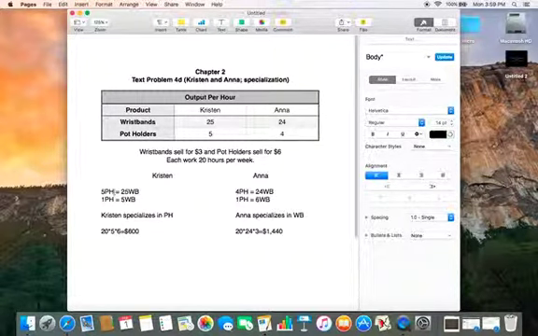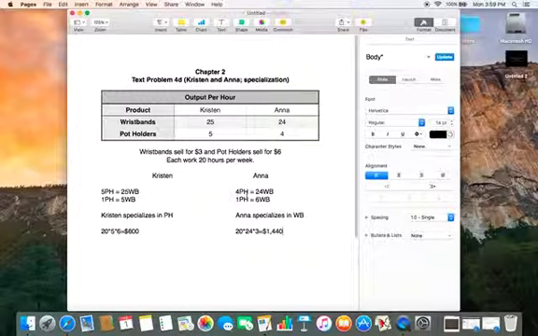So we know that Kristen can produce 5 potholders in an hour, or she can produce 25 wristbands. We can compare those two. And then what we need to do is bring that down into the equivalent of what one potholder is equal to. So if we divide both sides by 5, we find that one potholder is equal to 5 wristbands. We do the same thing for Anna.